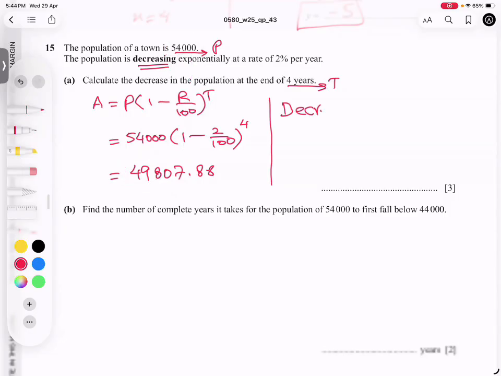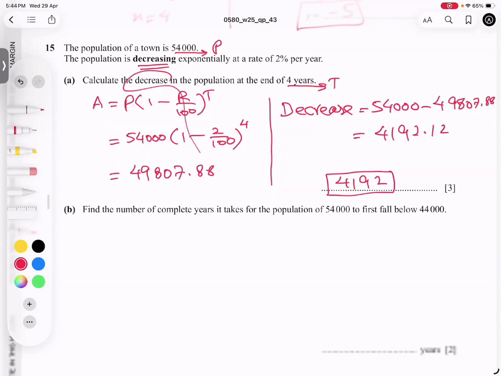So how much decrease? 54,000 minus 49,807.88. If I subtract, let me check once again, 54,000 minus 49,807.88, the answer I'm getting is 4192.12. And after rounding, it becomes 4192. We can write it like that, or we can write 4190, no problem at all, because there's a decrease.